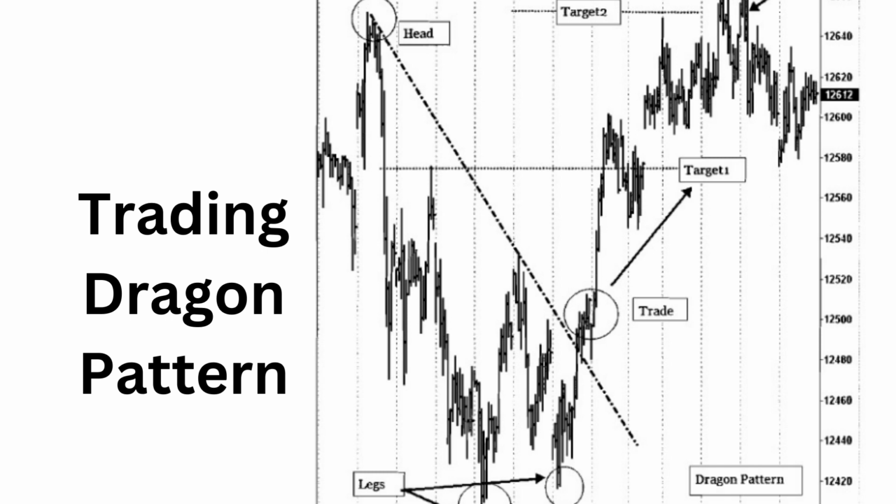A confirmation of the dragon is first signaled when prices closed above the trend line at 12,500. 1. Enter a long trade at 12,520, a close above the high of the breakout bar. 2. Target the first swing high prior to leg one at 12,570 and the head area at 12,640. 3. Place a stop order below the lowest low of the two legs at 12,410.